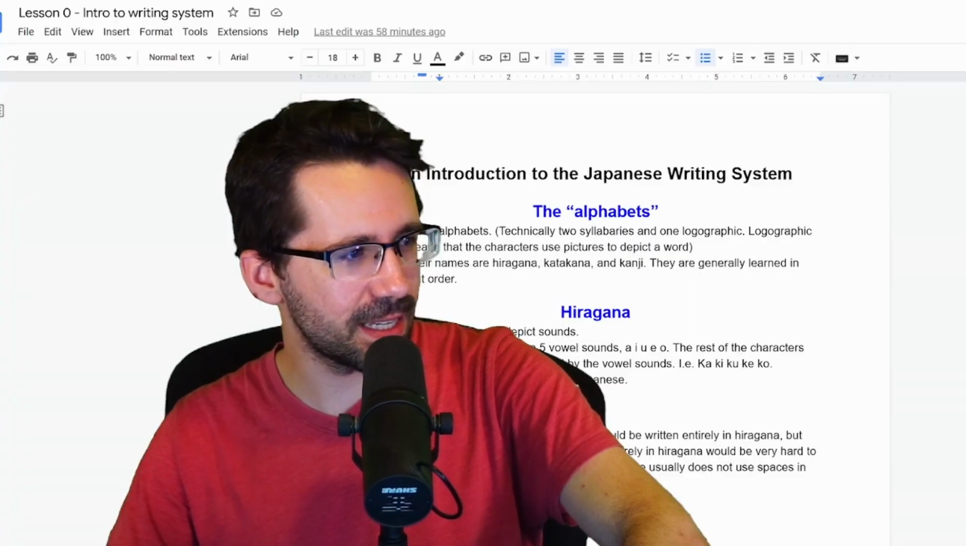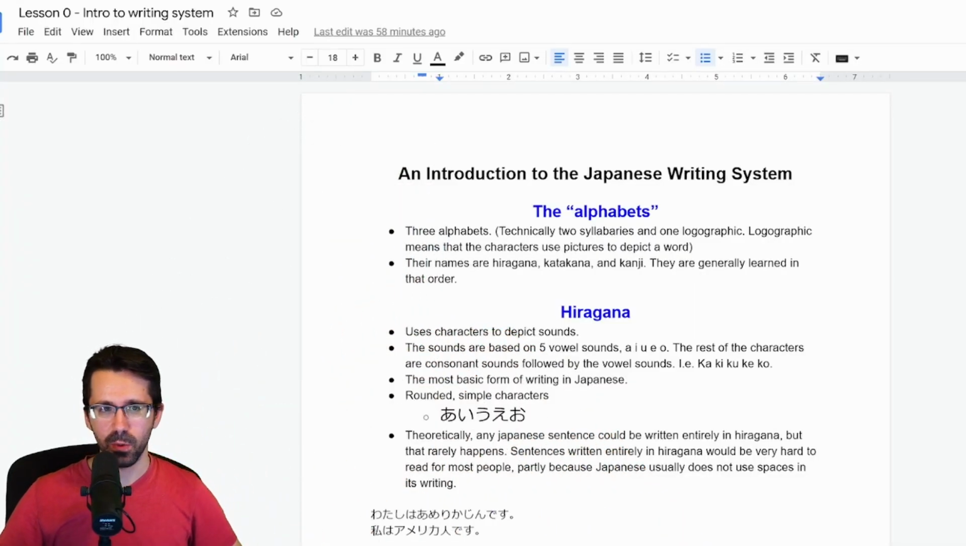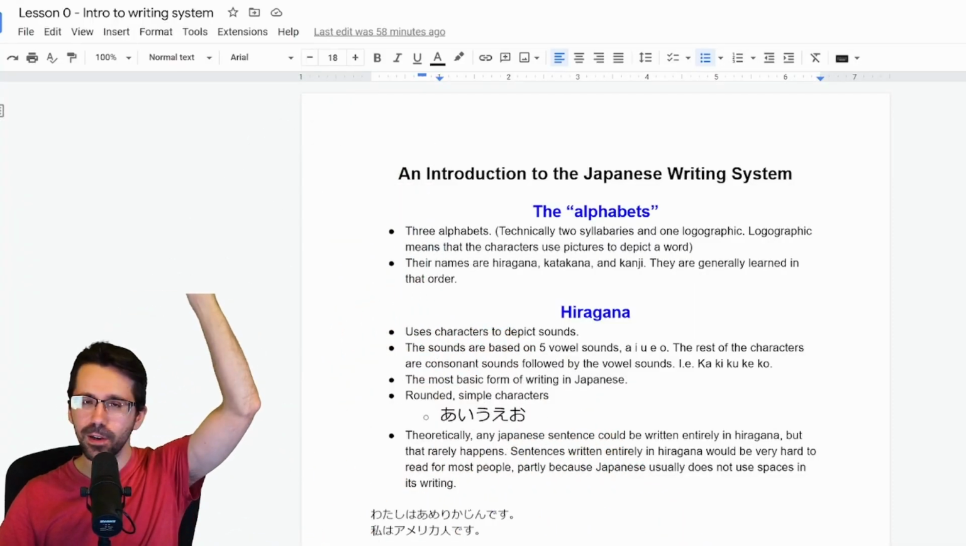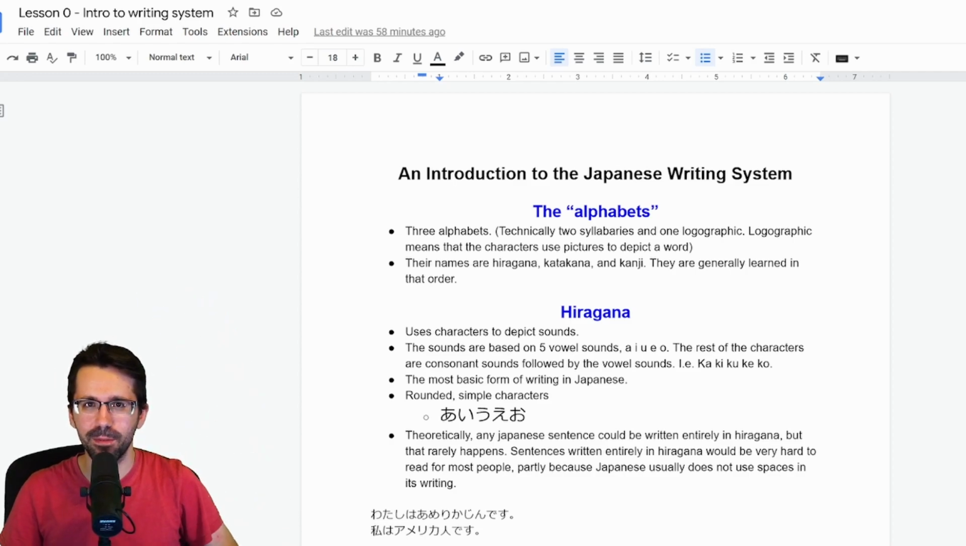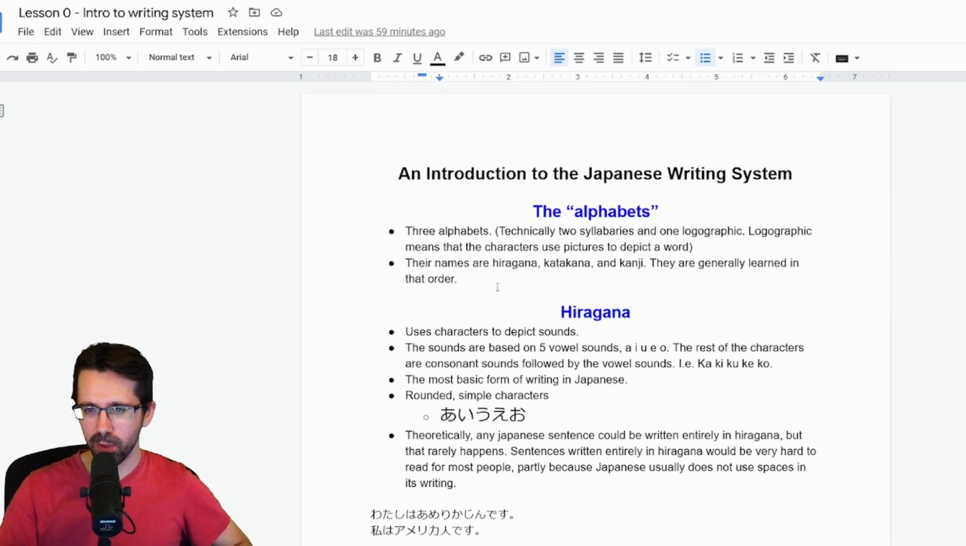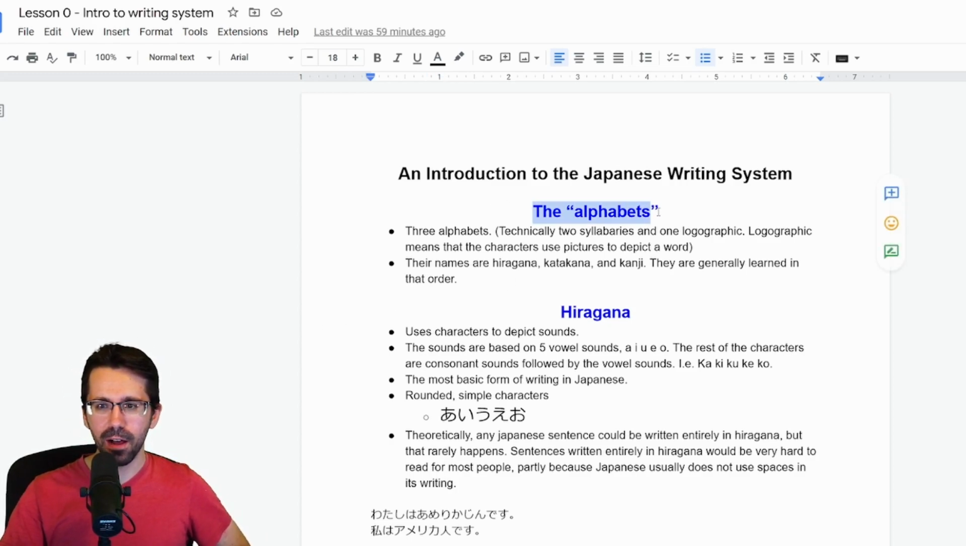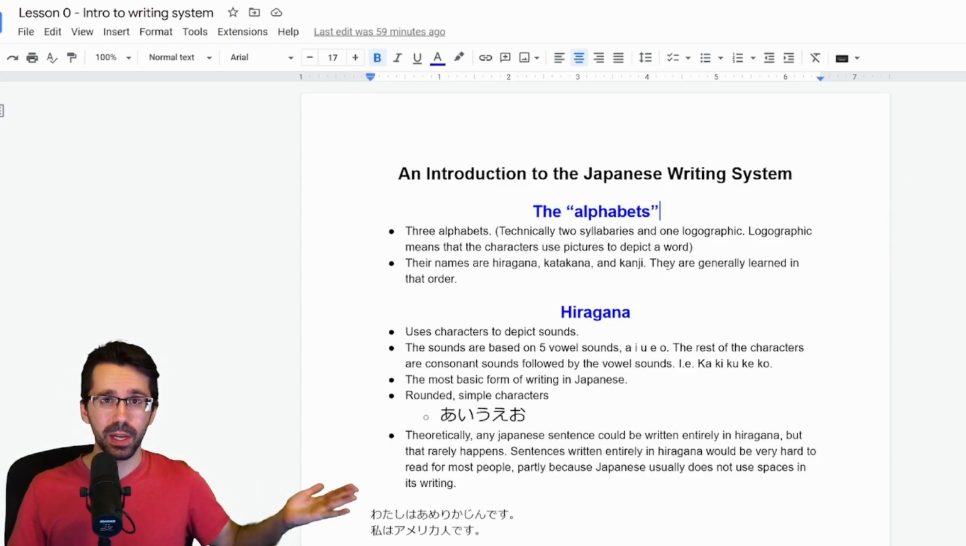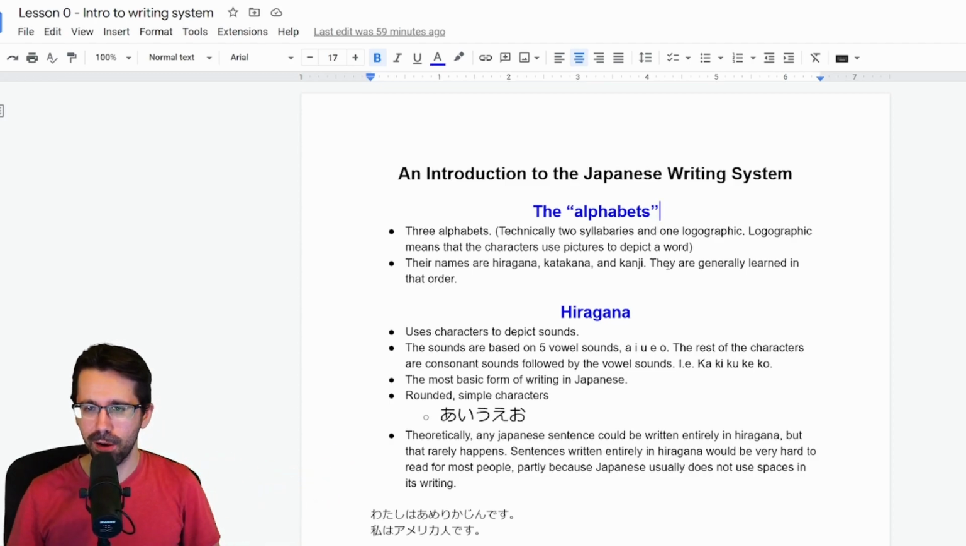So let's get started. We're going to be looking here at lesson 0, the very first chapter in my textbook here, if you'd like to follow along yourself. And we're going to be looking at the alphabets of Japanese. But that being said, there actually are no alphabets in Japanese because the word alphabet has its own special meaning that does not apply to any of the writing systems in Japanese.